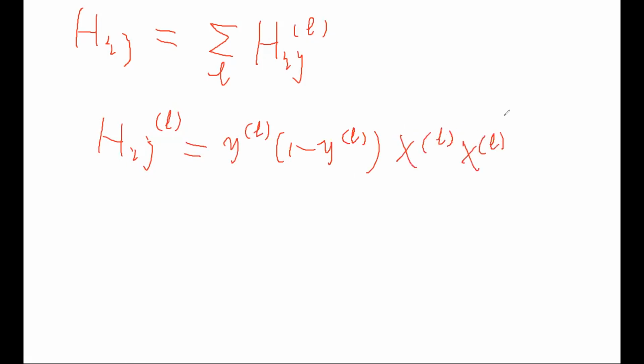We don't have the arrow anymore, because it's pretty clear it's a vector. y is a scalar, y is the probability of class 1. This is the matrix. The output is a bunch of matrices summed together.